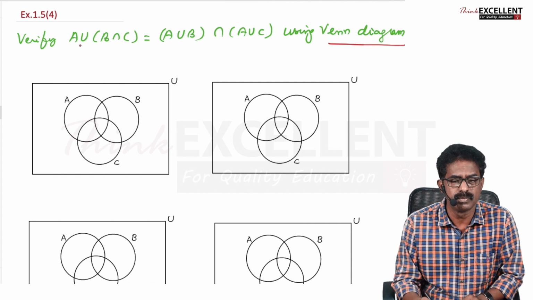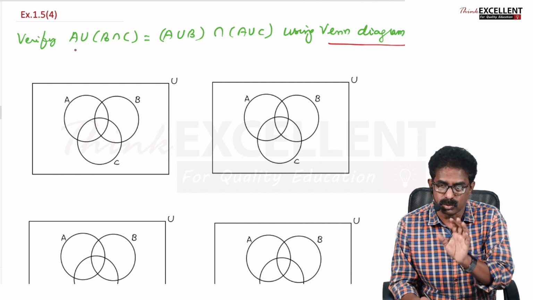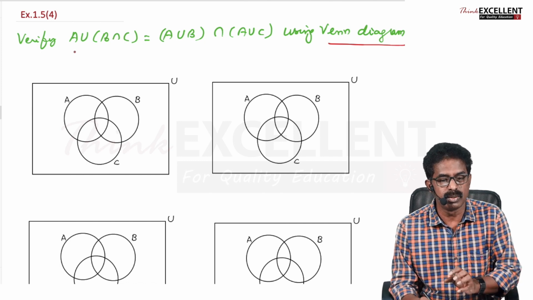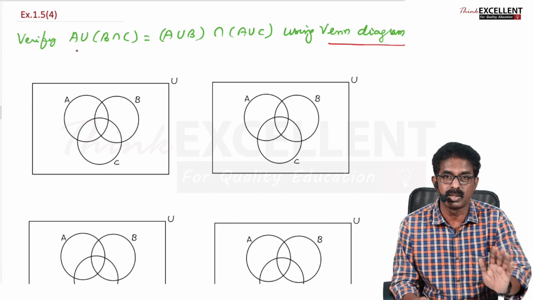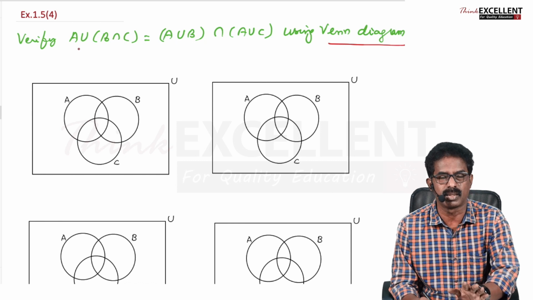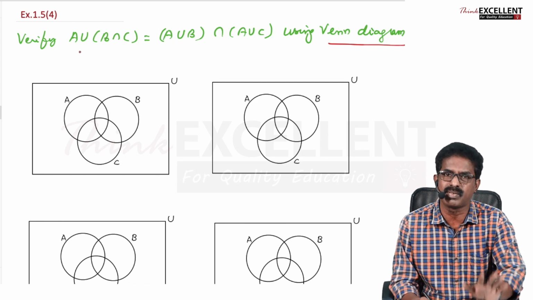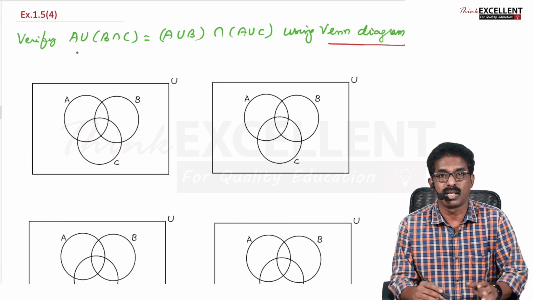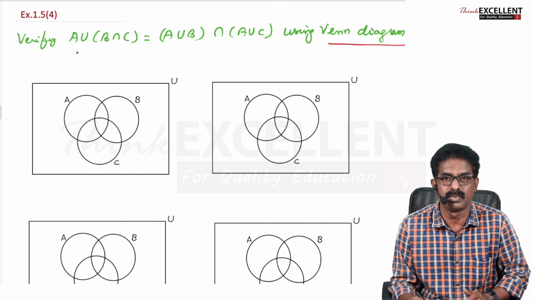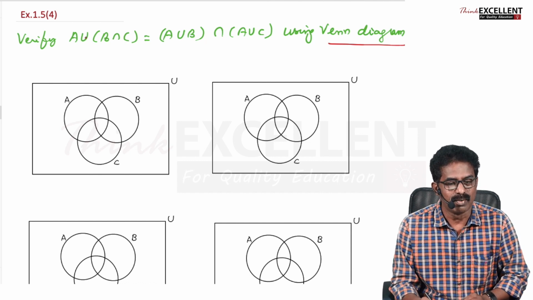So first, already you know it is true, right? No one will say it is false. If you say false, you won't get mark because it is true, because distributive property is satisfied. Okay, now let us see.